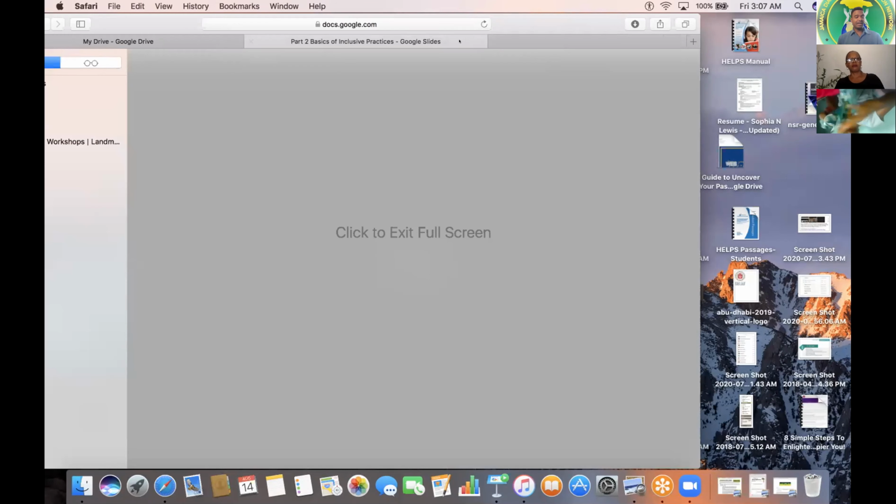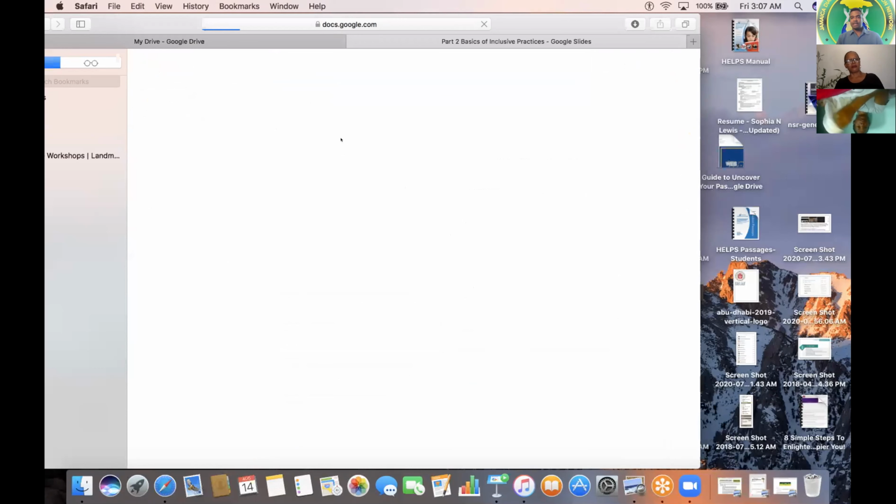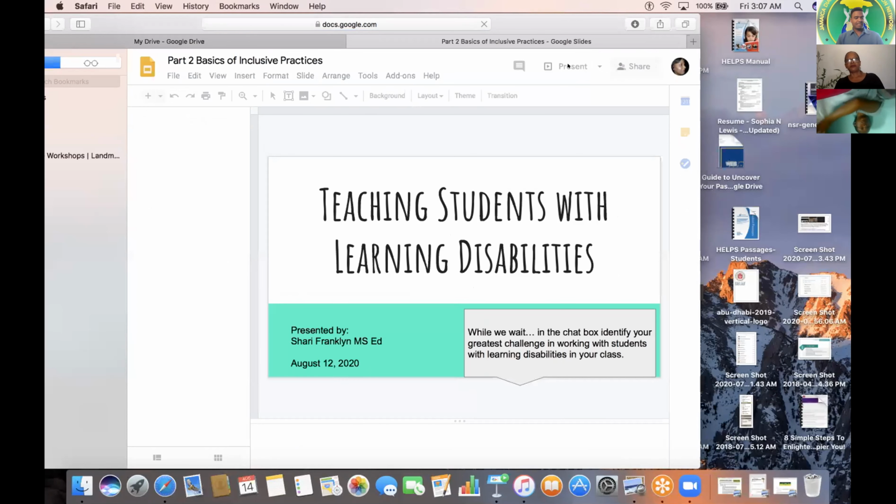Now, this Jaminar is known as teaching students with learning disabilities in the general ed classroom, inclusive practices. We are going to go through these.